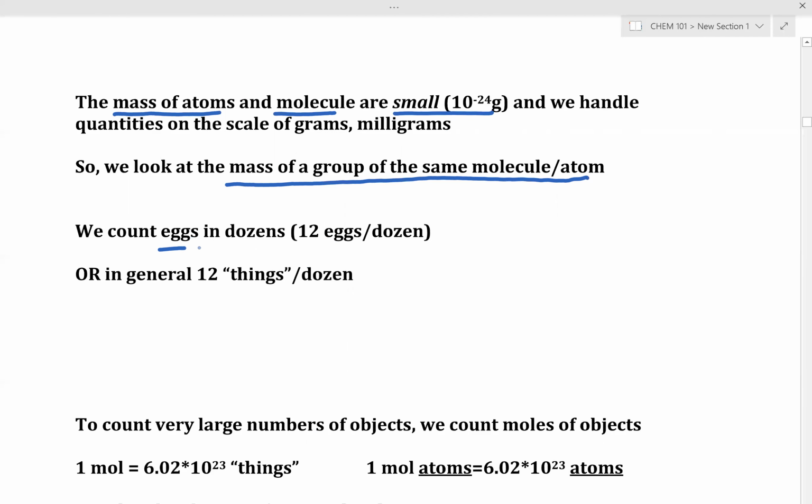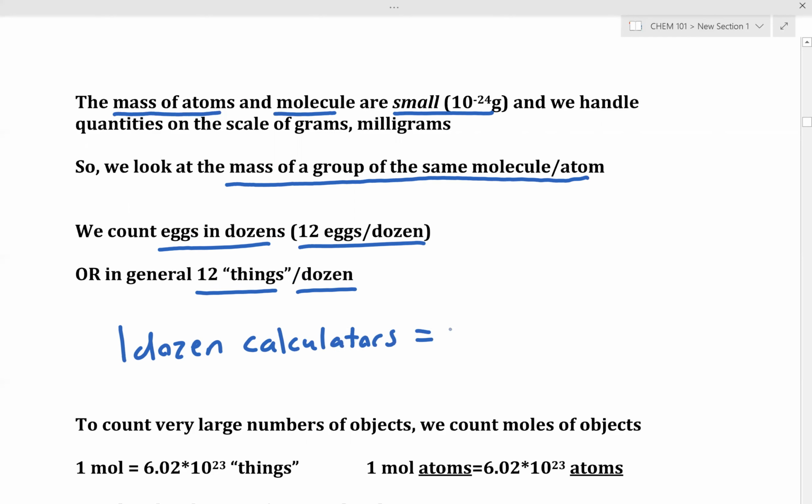Okay? We count eggs in dozens, right? You can buy a dozen eggs at the store. And we know that there are 12 eggs in a dozen, right? So then, we know in general there are 12 things in a dozen. So for example, if I say 1 dozen calculators, how many calculators am I referring to? 12. I'm referring to 12 calculators.